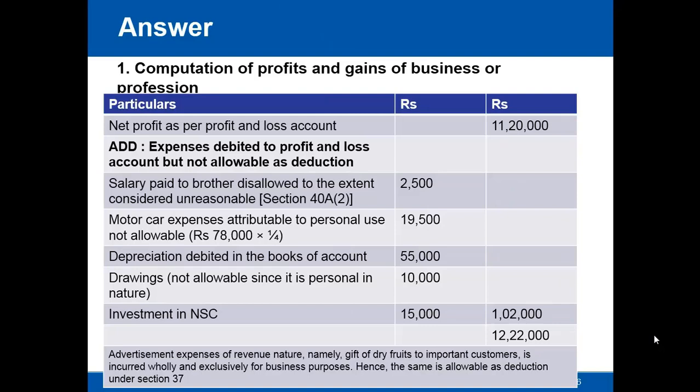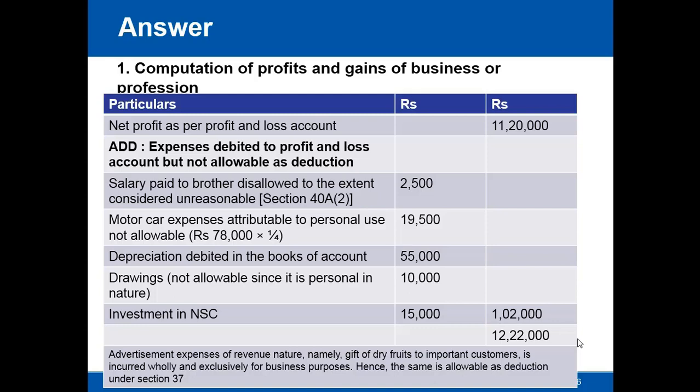First we'll compute the profits and gains of business or profession. We take first of all the net profit as per the profit and loss account. The figure is 11,20,000. Now we add some expenses which are debited to the profit and loss account but not allowable as deduction. First would be salary paid to his brother, which will be disallowed to the extent considered unreasonable under section 40A(2), which is 2,500. Motor car expenses attributable to personal use are not allowed. The total expenses were 78,000, and 1/4 was personal and 3/4 was official. So we disallow 19,500, which has been debited to the profit and loss account because it is personal in nature.